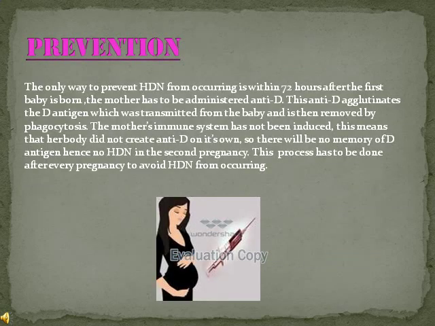The only way to prevent HDN from occurring is within 72 hours after the first baby is born. The mother has to be administered anti-D. This anti-D agglutinates D, which was transmitted from the baby, and is then removed by phagocytosis. The mother's immune system has not been induced. This means that her body did not create anti-D on its own, so there will be no memory of D, hence no HDN in the second pregnancy. This process has to be done after every pregnancy to avoid HDN from occurring.